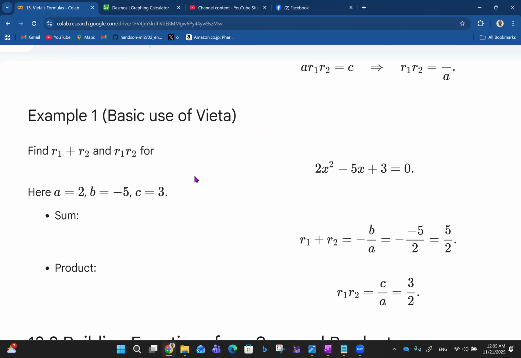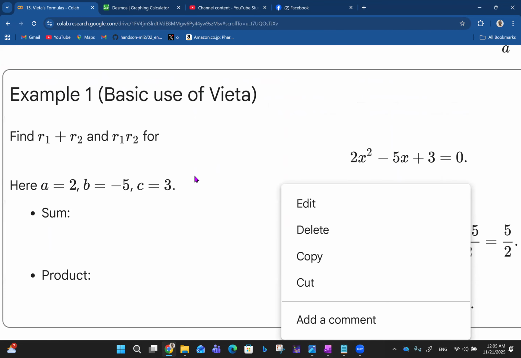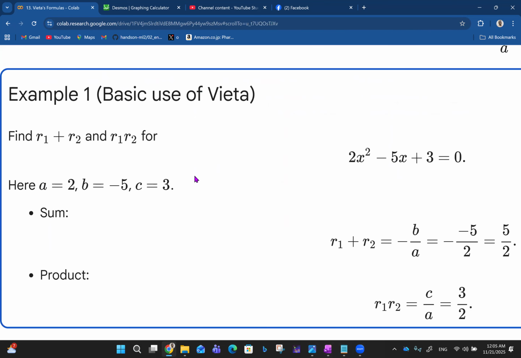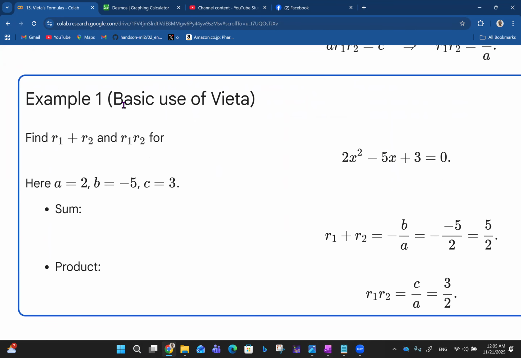So for example one: basic use of Vieta. I know Americans will call this Vieta or something like this. So we have basic use of Vieta. Find R1 plus R2 and R1R2 for 2x squared minus 5x plus 3 equals 0. Simple. All you need is to get the components. A is 2, that's the coefficient of x squared. B is minus 5, that's the coefficient of x. C is 3, that's the constant.